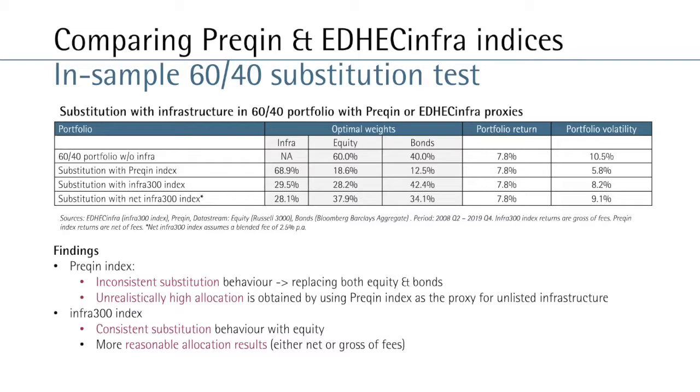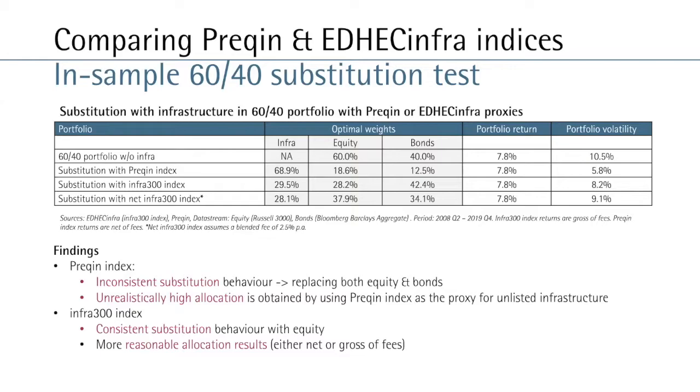With the Preqin data, we get two interesting results. First, the infrastructure asset class allocation is very high. It's close to 70%. Of course, this is driven by these artificially low correlations and a high Sharpe ratio that we noticed earlier. And we also note that the asset substitution is not consistent. So the Preqin index is substituted with both the bonds and the stock buckets, as there's no economic logic for this substitution. That is because the true characteristics of the asset class, its volatility and its correlations, are in fact not available in the data. So it's a bit random, if you want.